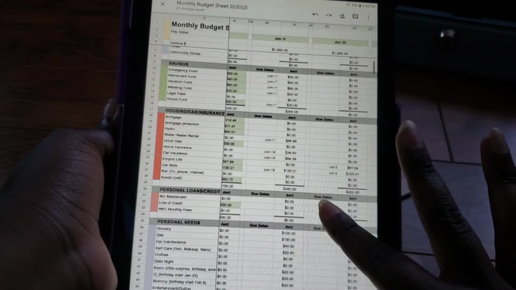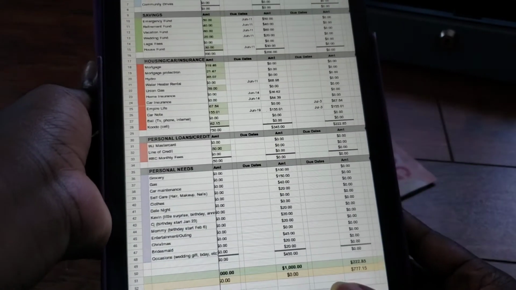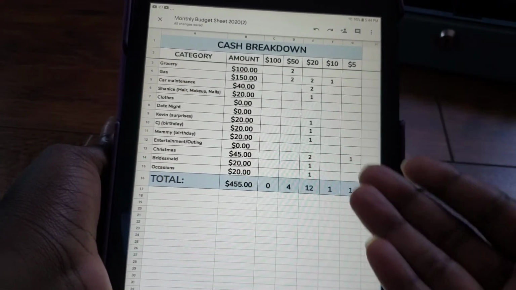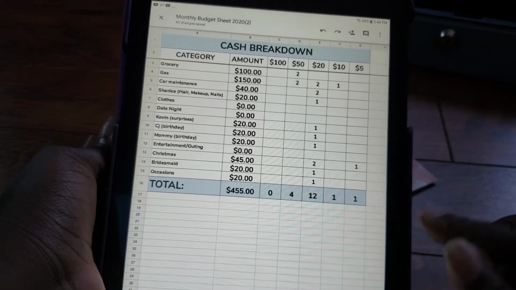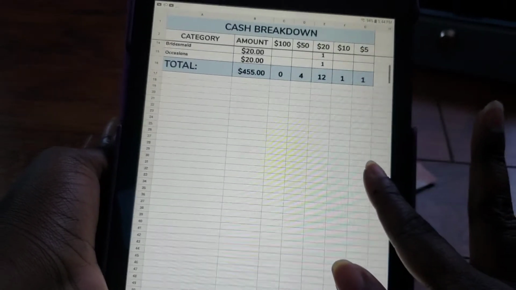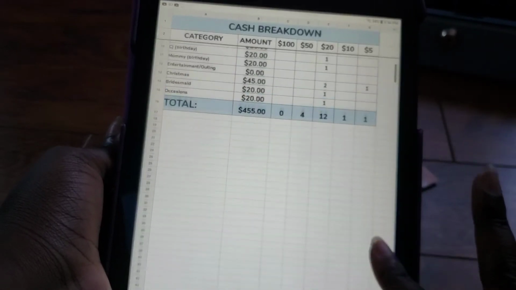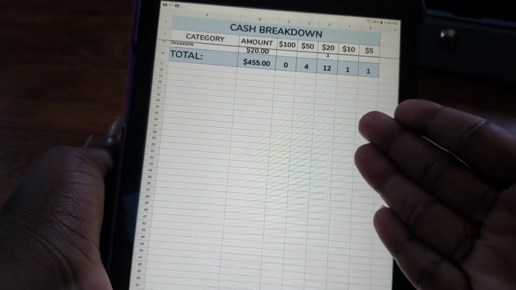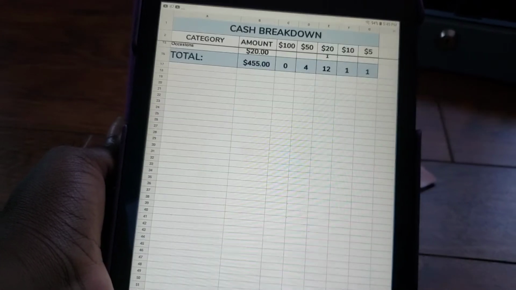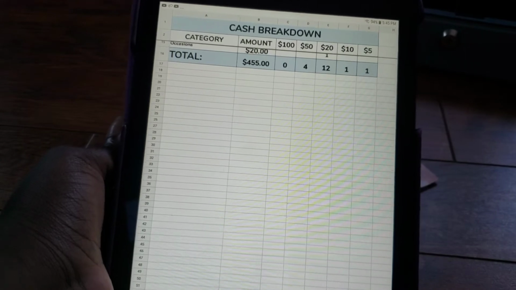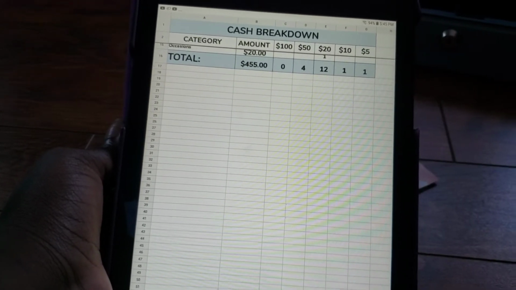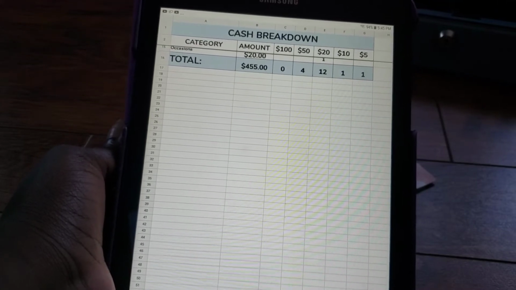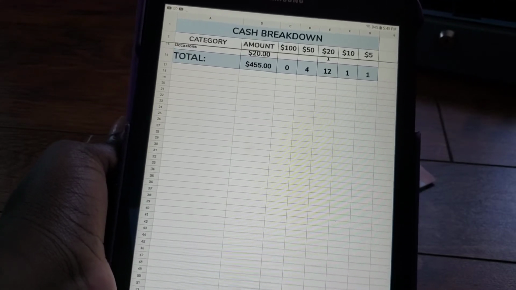So in order to know the denominations I need of each, I've created this cash breakdown sheet. Before COVID, I would go into the bank to the teller, let them know this is how much money I need, and here are the amount of denominations. I find the tellers love this because it's very straightforward and clear cut. No, give me 20 of this and give me 5 of these. No, this is how I want it.